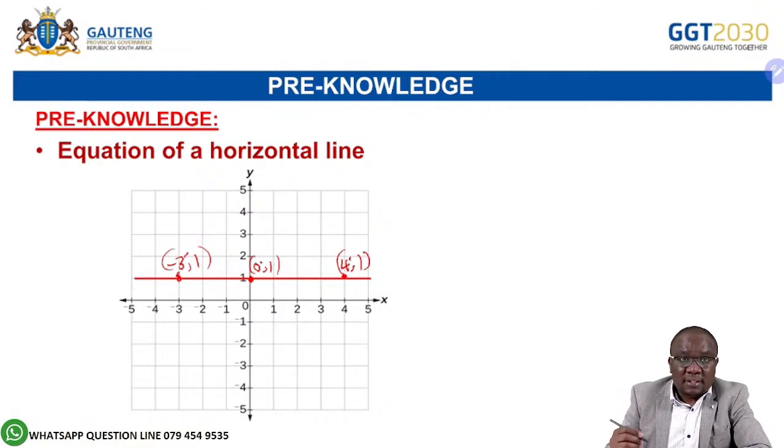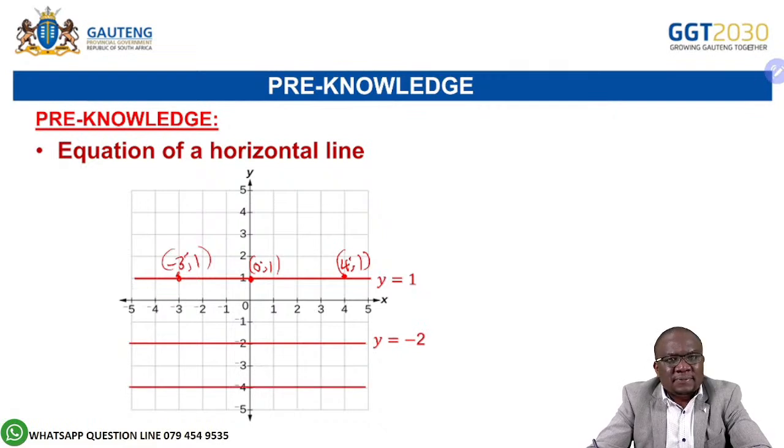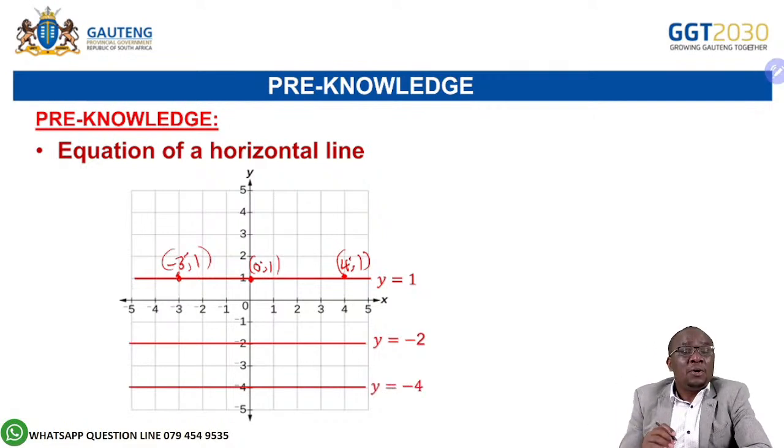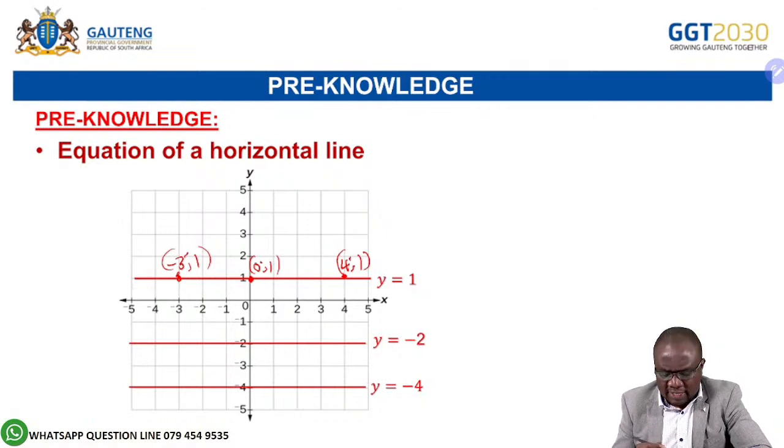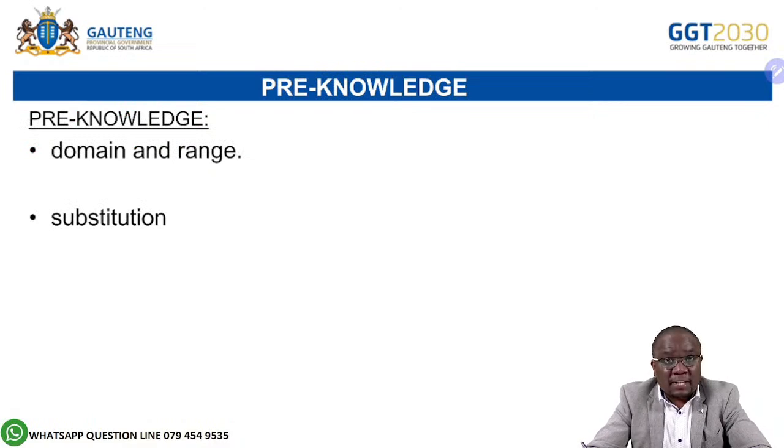And then the next one should be easy for you. What is the equation of this one? y is equal to -2. Good. What's the equation of this one? y is equal to -4. Perfect. So now we are going to be using this knowledge about the equations of horizontal lines in today's lesson. Domain and range, we've talked about that, and substitution, we're going to use that in today's lesson.